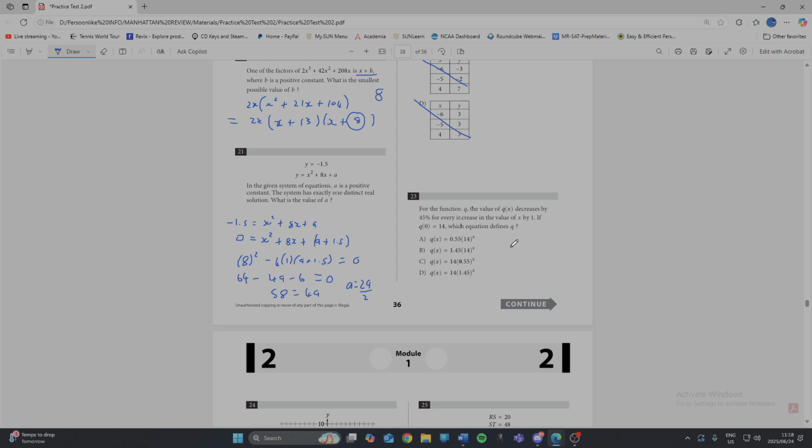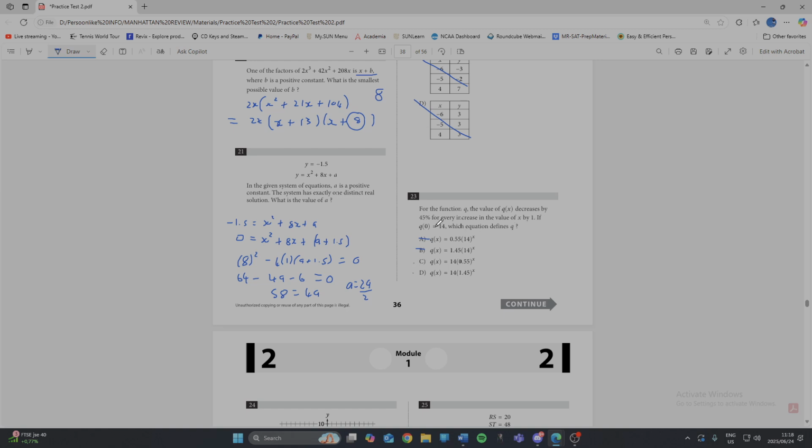Right, so q(0) equals 14. So let's set 0 into each one. Anything to the power of 0 is equal to 1. So 14 to the power of 0 is 1, so that would give us 0.55. Not correct. Same with this one, 1.45 times 1 is just 1.45. Not correct. C would actually be correct because 14 times 1 would be 14. And D would also be possible. So it's either C or D.